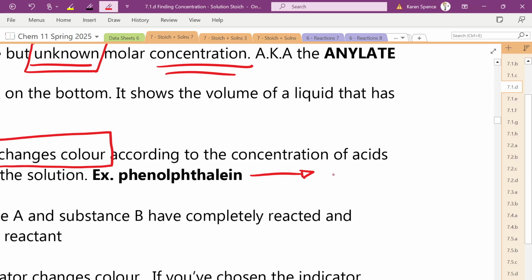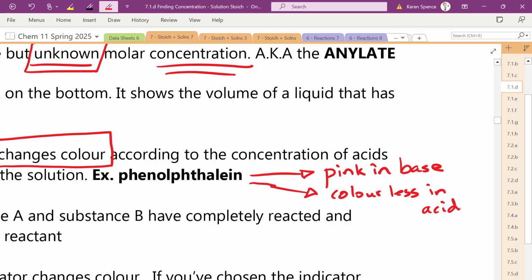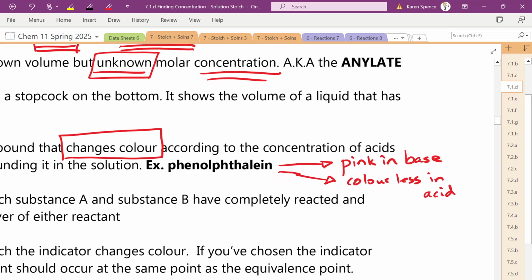Phenolphthalein is pink in base, sorry, it's pink in base, and it is colorless in acid. That was the phenolphthalein in the lab we did, yes. Okay.